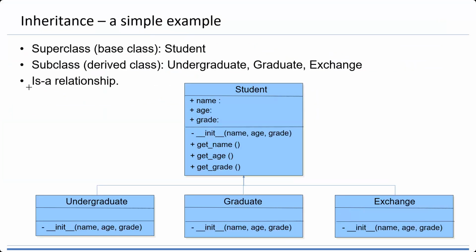I can create the student into this concept. Let's suppose this is just a simple example to show the superclass and subclass. We have the superclass, the student, which is the base class. It means every student will have a name. Every student will have the attribute age, and every student will have the attribute grade. And you can get name, you can get age, you can get grade.